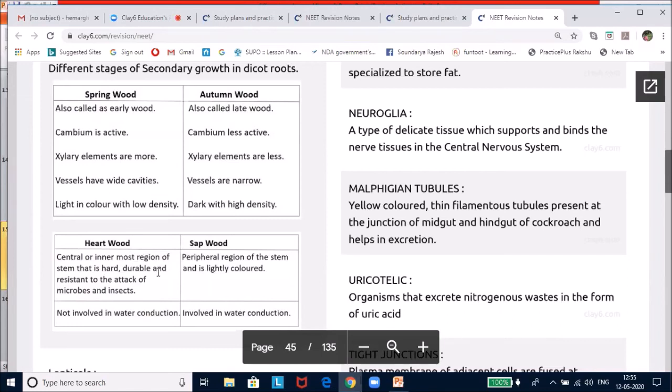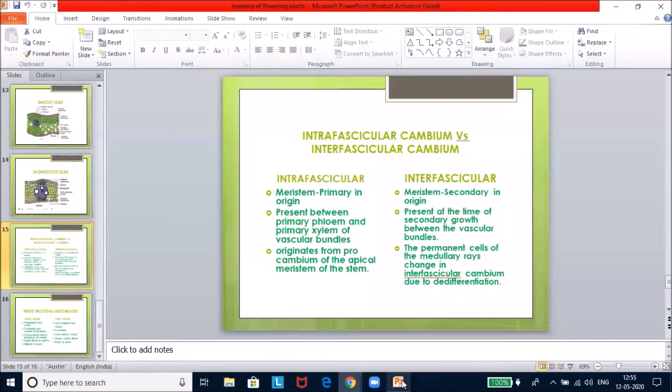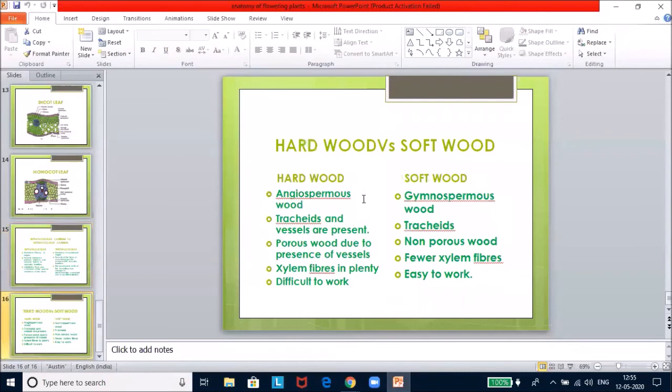Now, heartwood is the central or inner region of the stem that is hard, durable, and resistant to the attack of microbes and insects. Sapwood is the peripheral region of the stem and it is lightly colored. It is not involved in water conduction, whereas sapwood is involved in water conduction. Now, there is one more thing you need to know: hardwood and softwood.